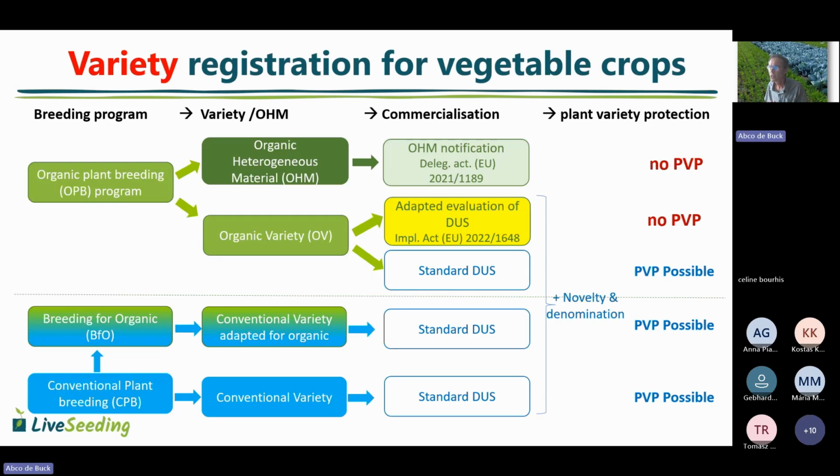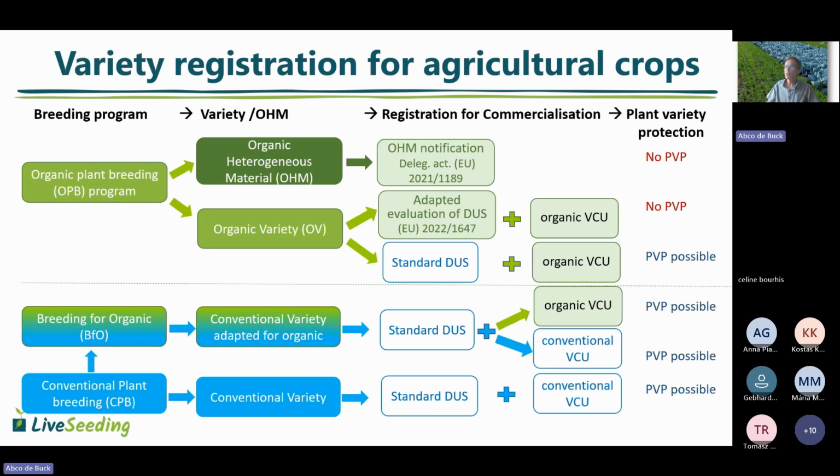What I explained, organic heterogeneous material, is not a variety. It is a notification of where it comes from, and some plant health issues should be notified. The history of the OHM should be traceable, should be notified, but no PVP, of course. So this is the framework for agricultural crops.